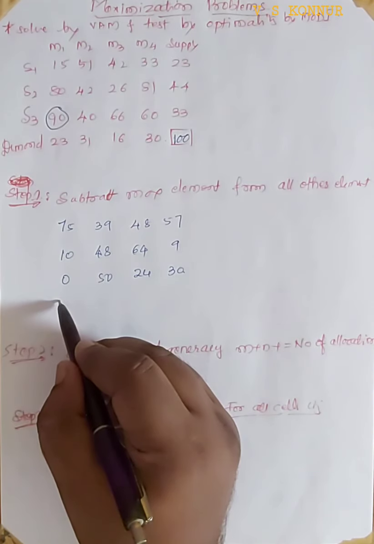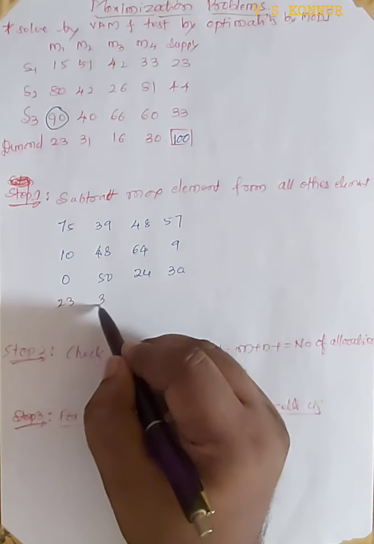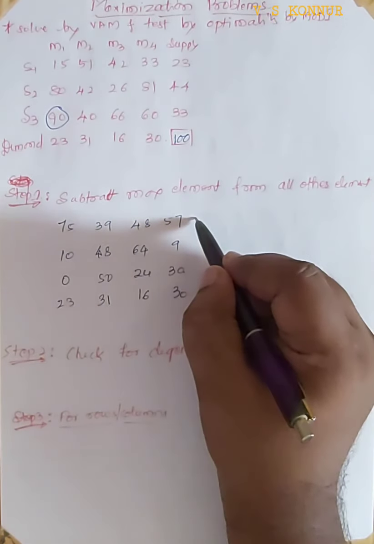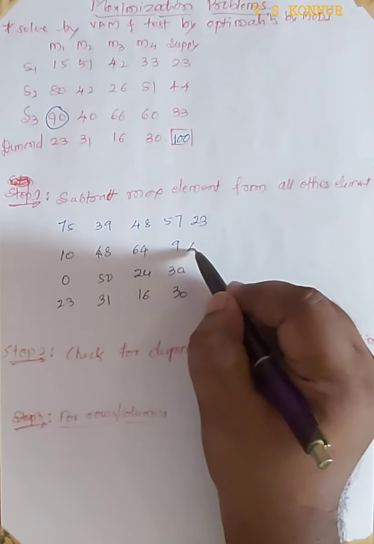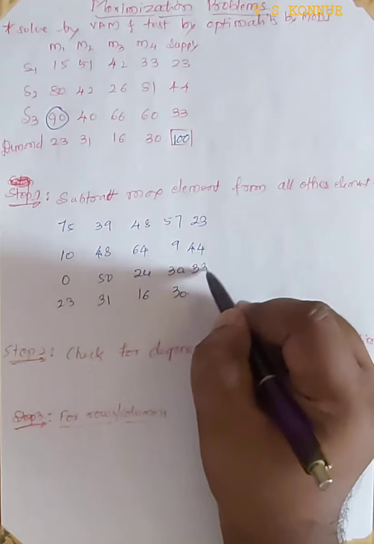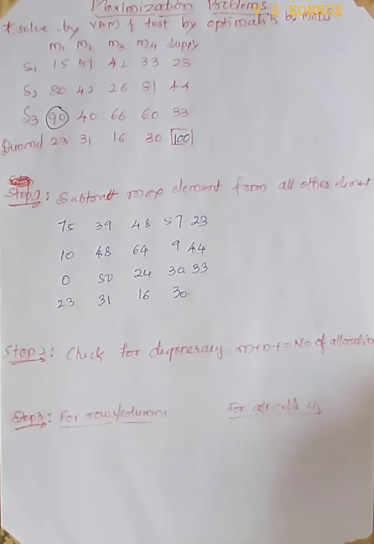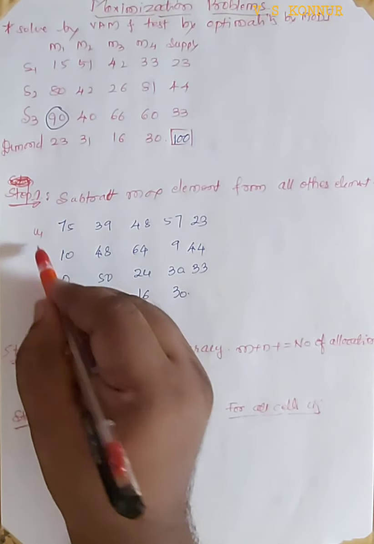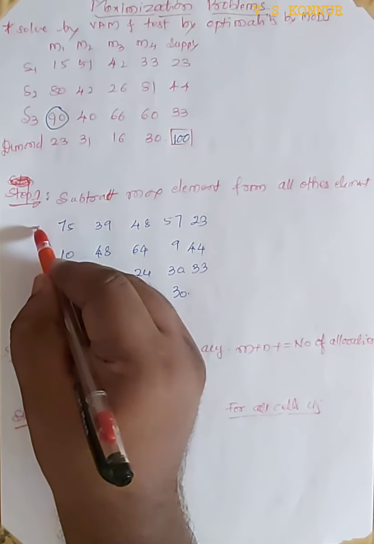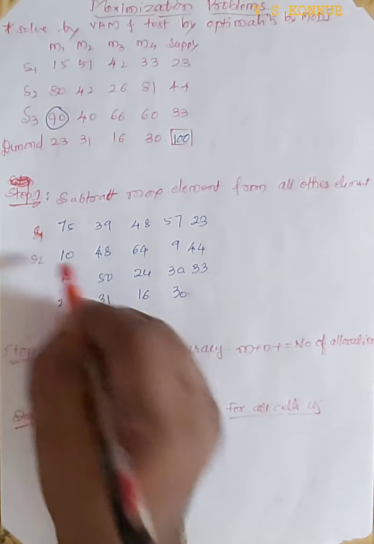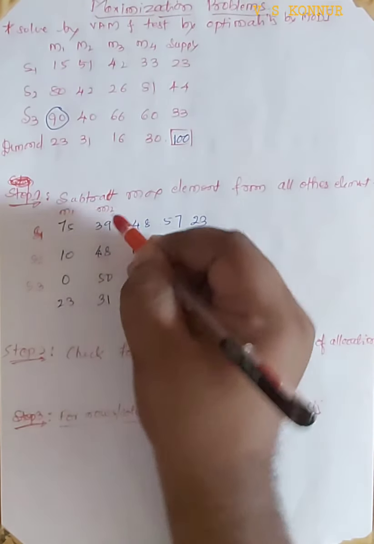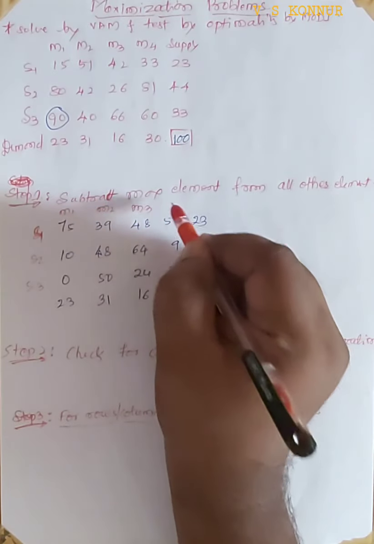The demand is 23, 31, 16, 30. The supply is 23, 44, 33. Now we have S1, S2, S3, M1, M2, M3, M4.